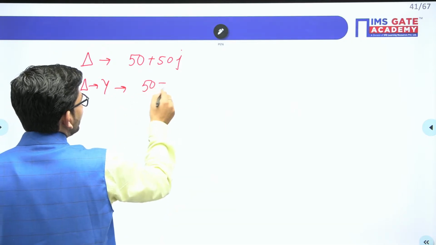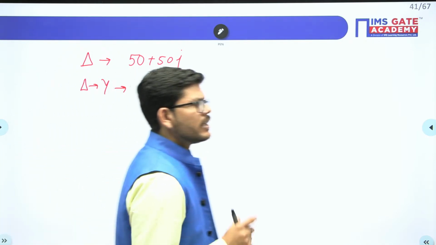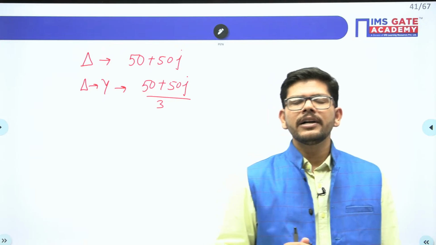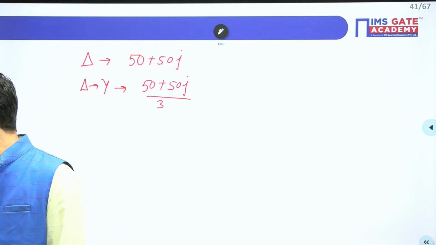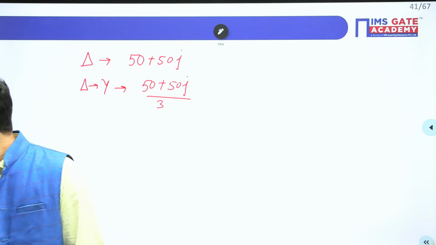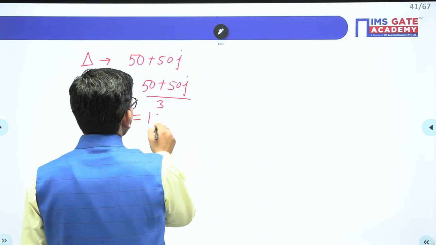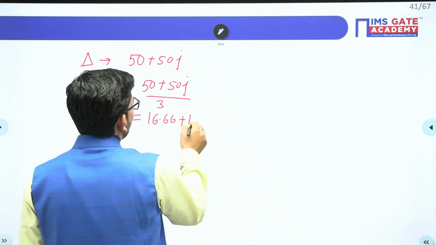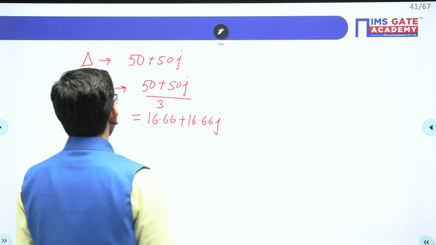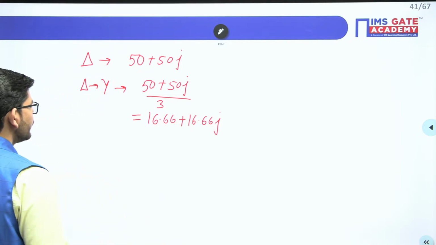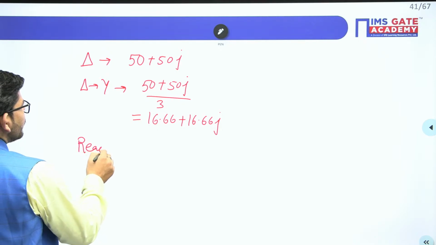You have to divide it by 3 only, because if we have 3 resistances connected in delta and you are converting them into star, what will be the equivalent star resistance? It will be R by 3, isn't it? So when you convert it into star, you get this particular value of star impedance per phase. Now we have to calculate the reactive power.